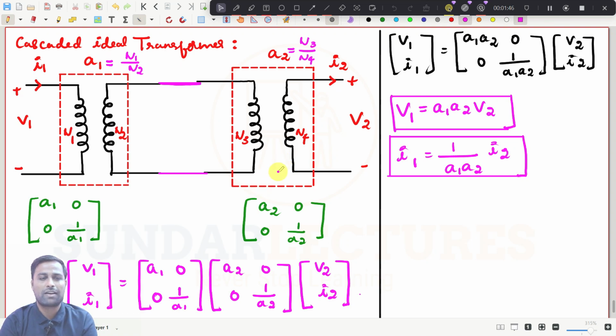If you solved this problem in an ideal transformer, many students would have solved these problems in ideal transformers. If you study electrical machines, that means transformers, you would have solved this problem: ideal transformers connected in a cascaded manner, and you try to find the value of A1 A2. It is very simple, but you would have found this value, that value, and so many things. But what is the thing here?